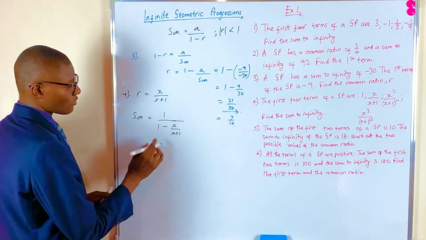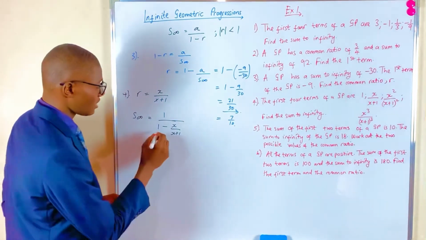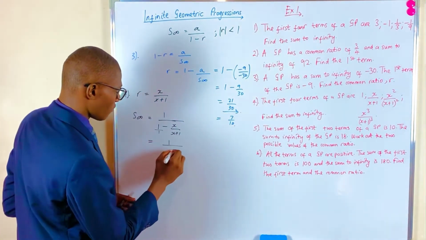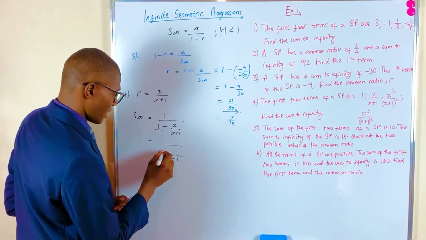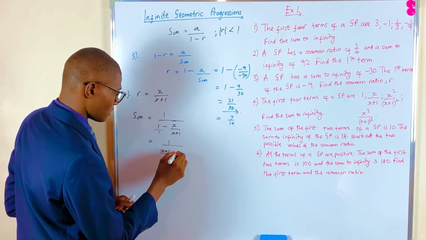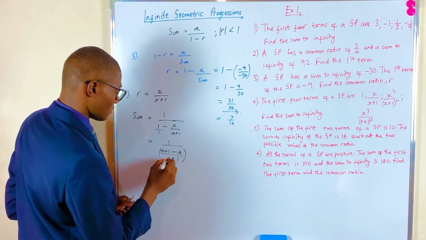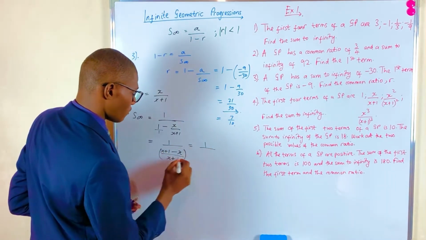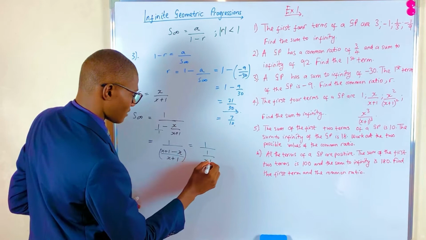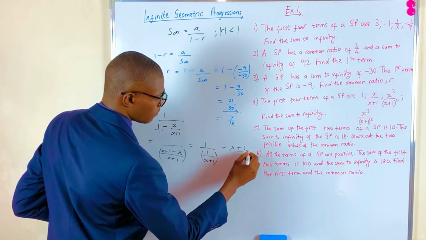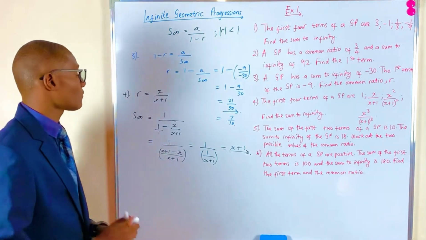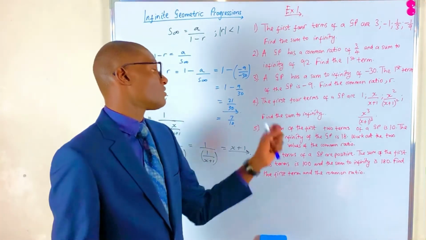And if we make this a single fraction, this will be 1 over x plus 1, then x plus 1 minus x, like this. This will be 1 over x plus 1, which when we invert, will simply give us x plus 1. So this will be the sum to infinity for number 4.